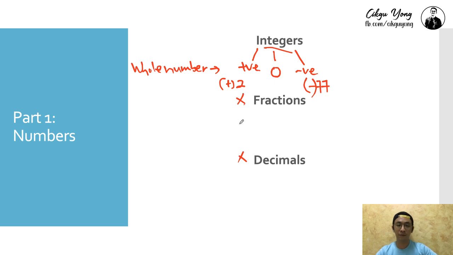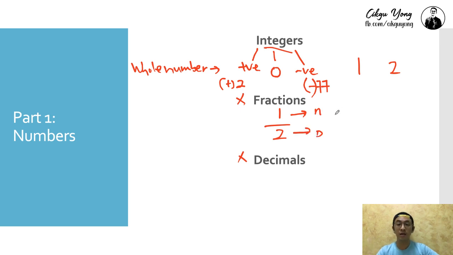A fraction is something stuck in between integers, for example, between 1 and 2. So something in between 1 and 2 will be either a fraction or a decimal. A fraction has two parts. For example, 1 and 1 over 2. This part, we call it the numerator. This part, we call it the denominator.